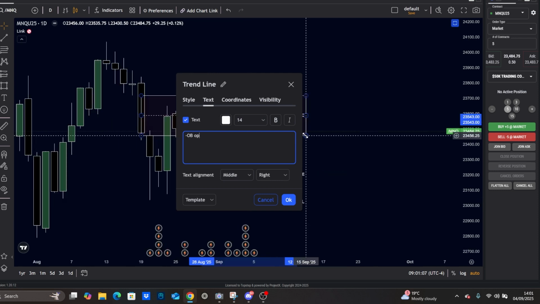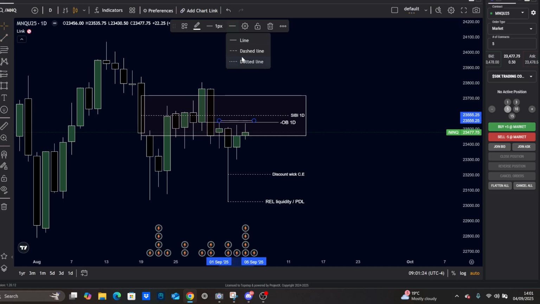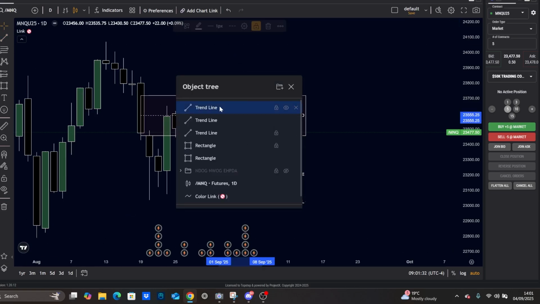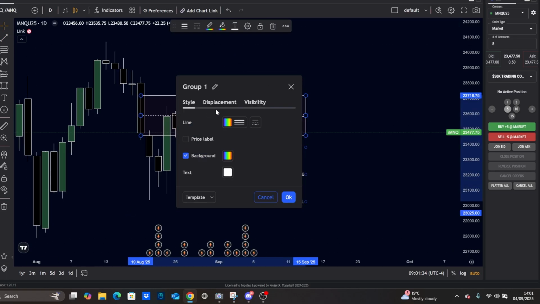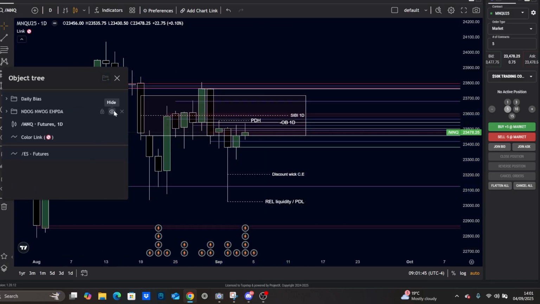Bearish order block, opening price, 1 day. So there's that, and then there's this, a previous day's high. Those are the daily levels. What I do again, grab them all, put them in an object group, daily bias. So now, as you can see, you can have the new day, new week, and event horizons, and the daily levels. You can get rid of the daily levels, have them back, get rid of them.